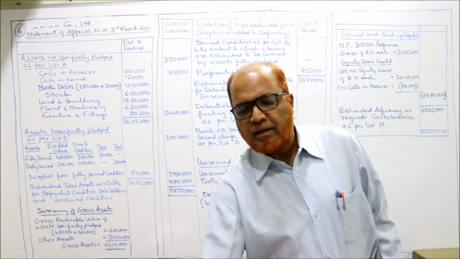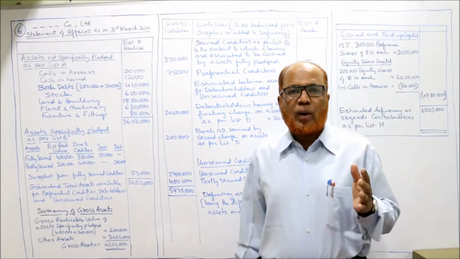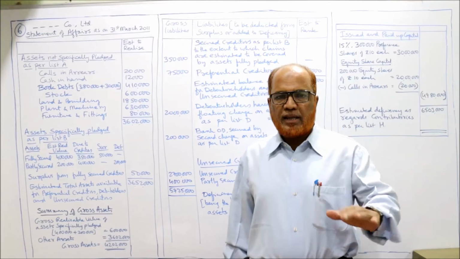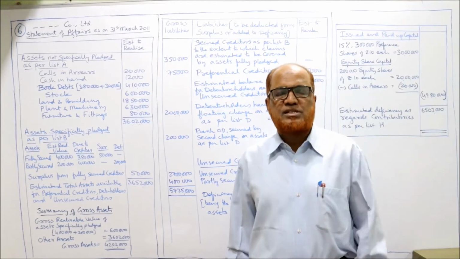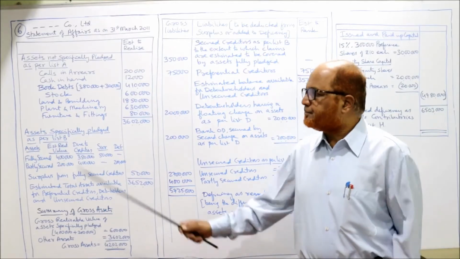That's it. Now we have already done 5 problems. In those 5 problems you are already acquainted with how to prepare the statement of affairs. Same thing we are following. Next 1 or 2 problems, then we'll stop this statement of affairs. Then we have to start the liquidator's final statement of account.